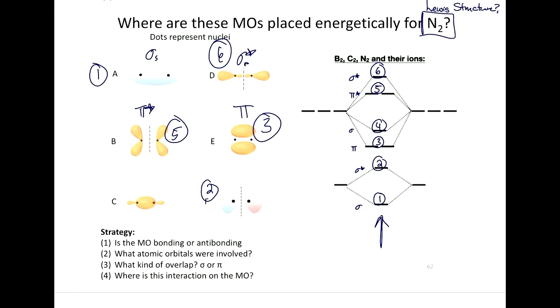And then finally C, where does C go? Spot which one? 4, yeah, because it's a sigma head-on interaction made between p orbitals. You can tell by the little lobes on the side. Isn't that fun? I like this. I like the pictures.